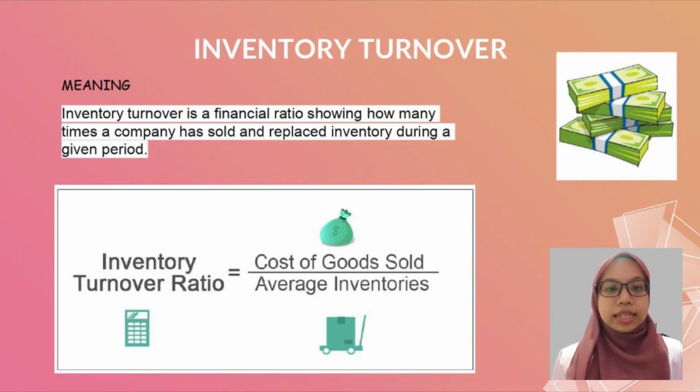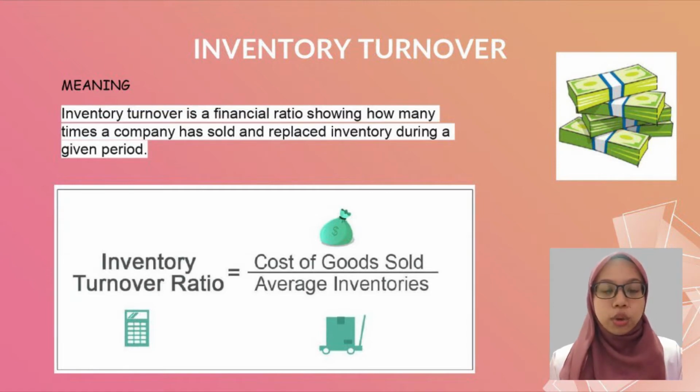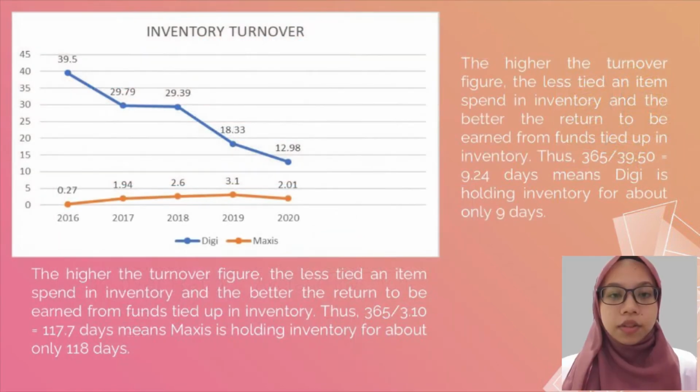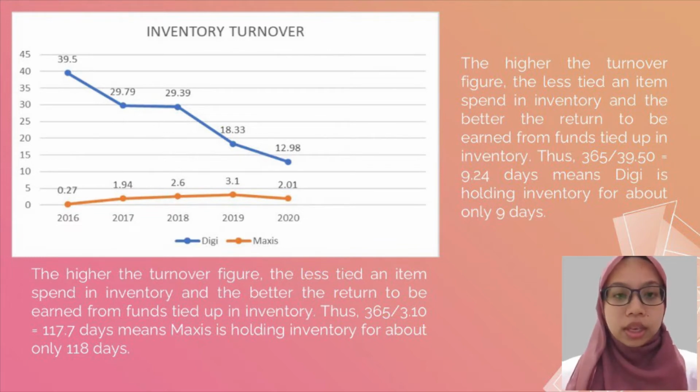Inventory turnover is a financial ratio showing how many times a company has sold and replaced inventory during a given period. The formula for inventory turnover is equal to cost of goods sold divided by average inventory. The inventory turnover for Maxis increased from 2016 to 2019 but decreased from 2019 to 2020 by 2.01.